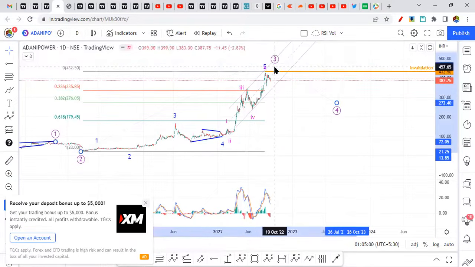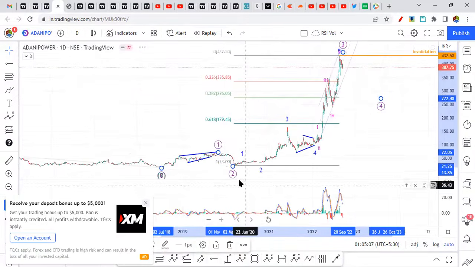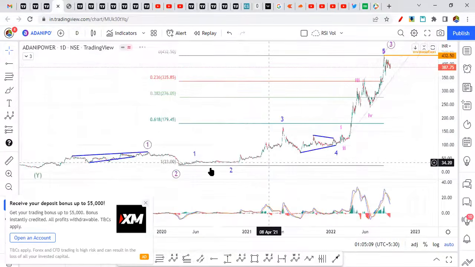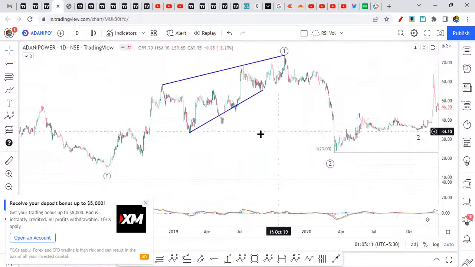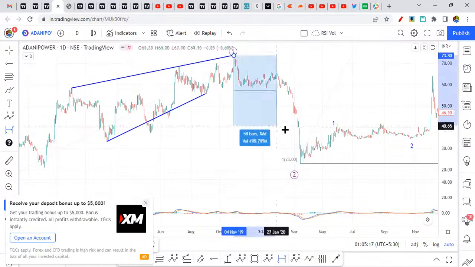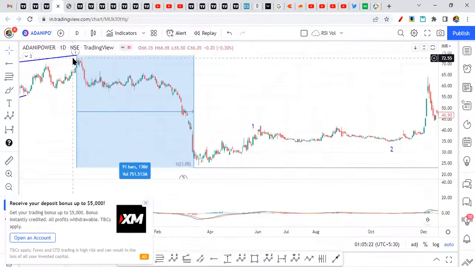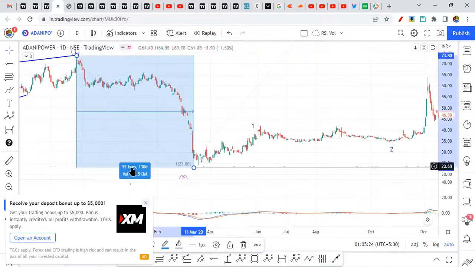Okay, so if this is the fourth wave, it will take a lot of time. I mean, literally, how many years did this wave take? Let's check how many days it took. So from this point to this point, not years, it's just 1 year, I believe. So it took 130 days, but 91 bars. So 91 trading sessions it took.